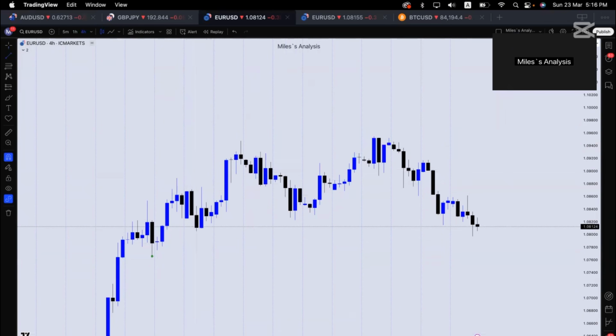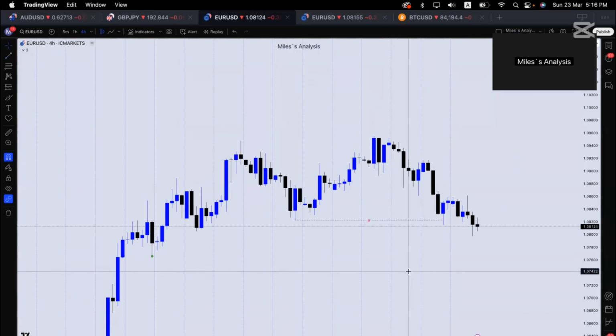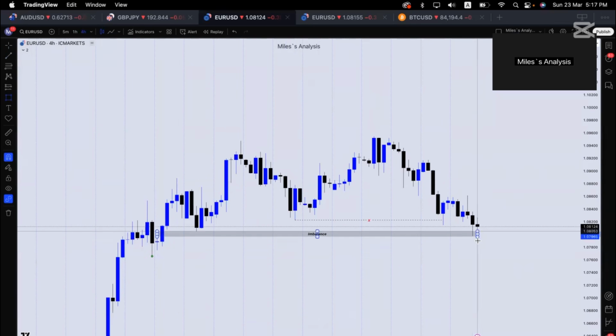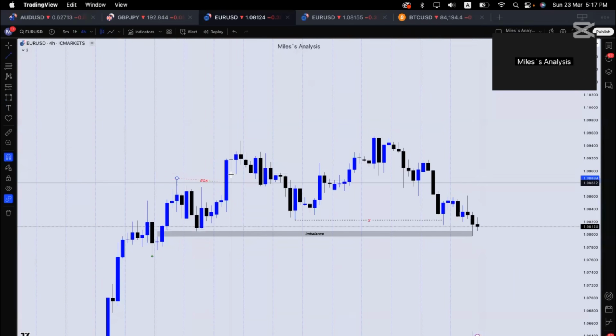So on the H4, this is the last adjustment which just got taken out right here, and we have a small imbalance which was filled as well, right? So with this understanding in mind, you can see that price is clearly bullish on H4 on the euro dollar. This is our valid breakout structure.